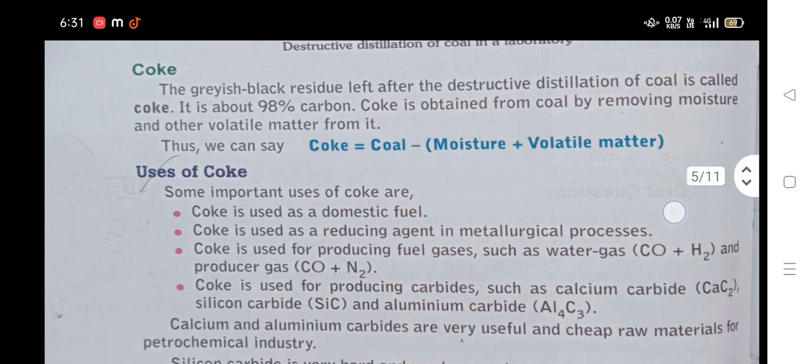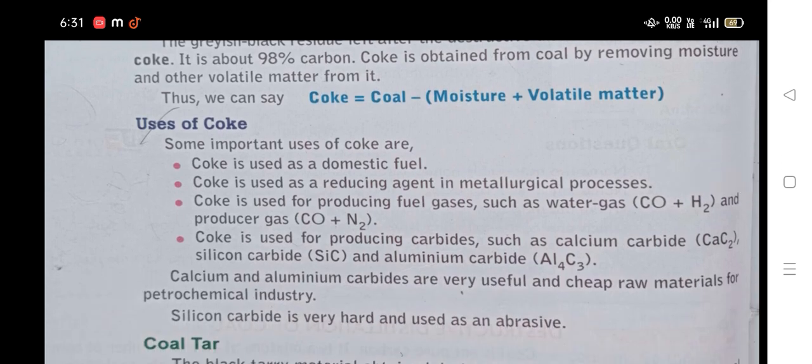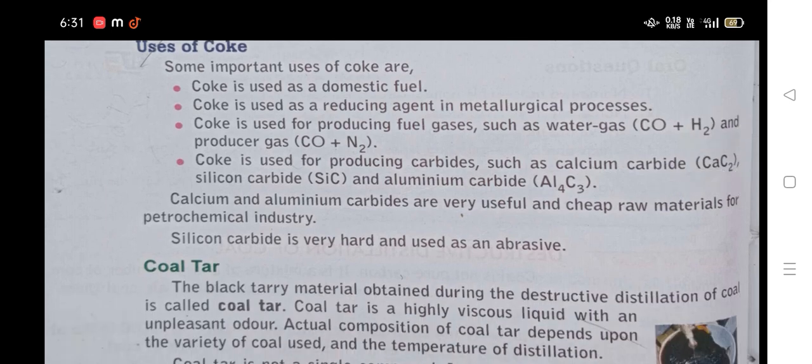Uses of coke. Some important uses of coke are: coke is used as a domestic fuel. Coke is used as a reducing agent in metallurgical processes. Coke is used for producing fuel gases such as water gas, that is CO plus H2, and producer gas, that is CO plus N2. Coke is used for producing carbides such as calcium carbide, CaC2, silicon carbide, SiC, and aluminum carbide, Al4C3. Calcium and aluminum carbides are very useful and cheap raw materials for the petrochemical industry. Silicon carbide is very hard and used as an abrasive.